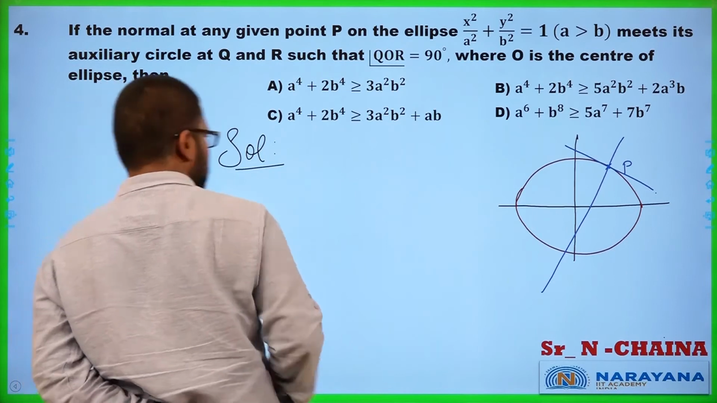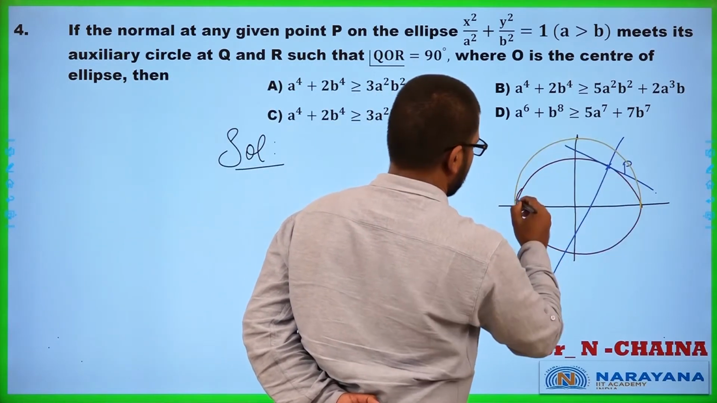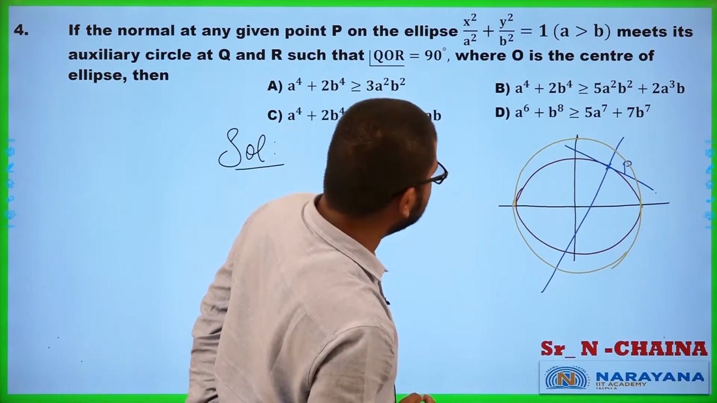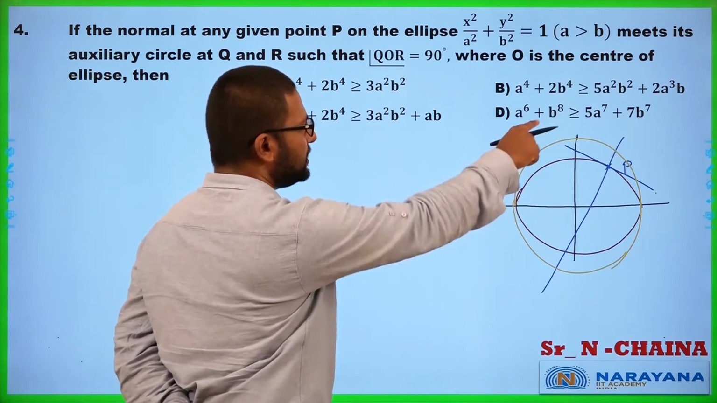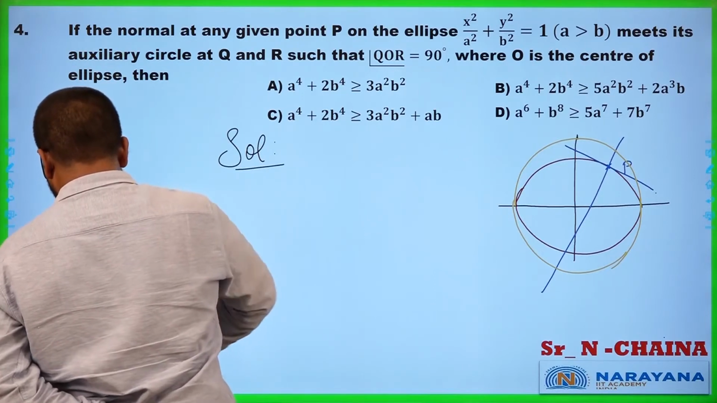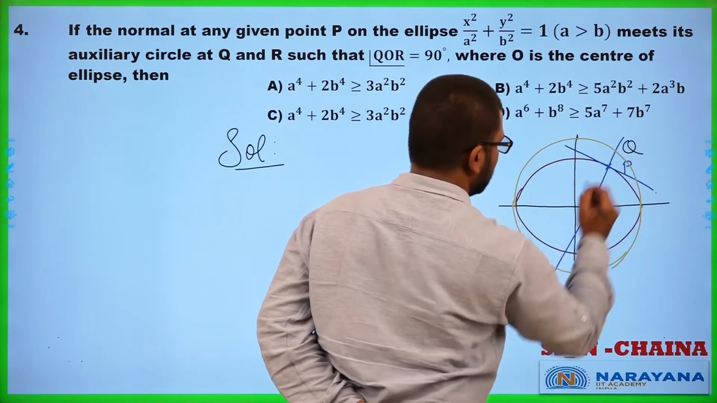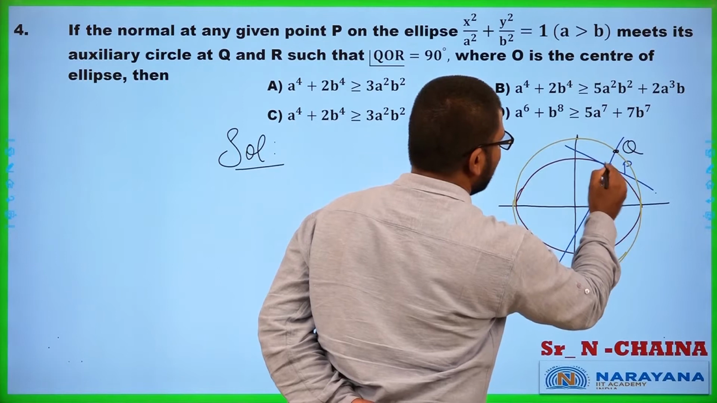I hope that looks like a circle. All right, so that is the auxiliary circle. The normal meets the auxiliary circle at Q and R. All right, so this point is Q, this point is R. Okay, and here we have P.